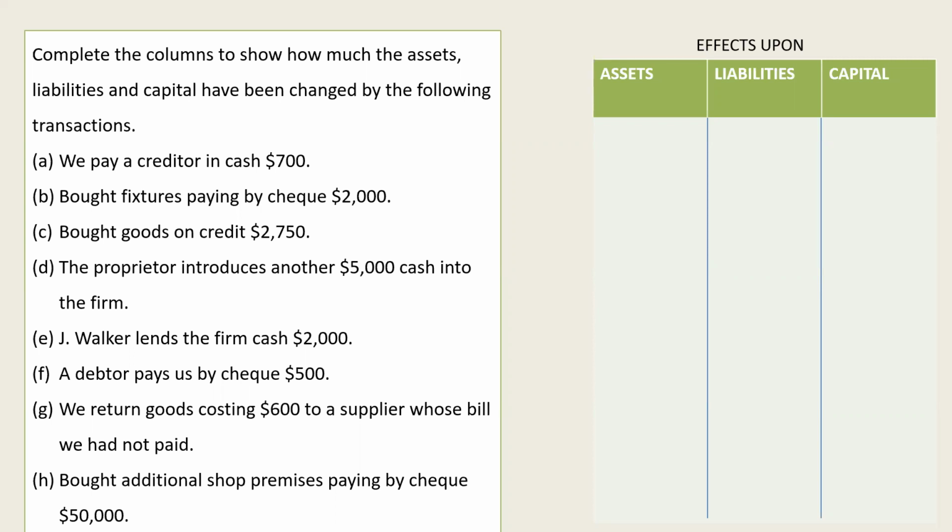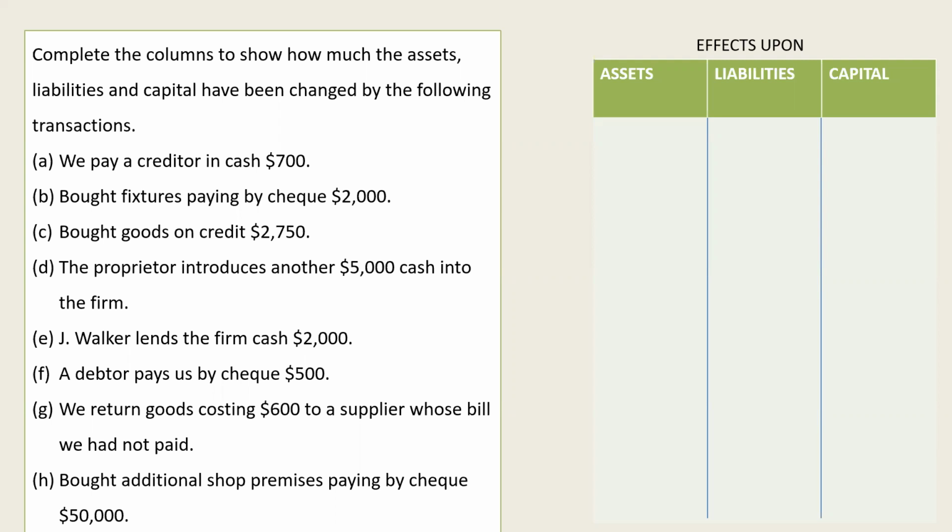All right. So for F, you're going to put under asset only plus 500 for bank and minus 500 for debtor. It doesn't have any effect on liabilities nor owner's equity.